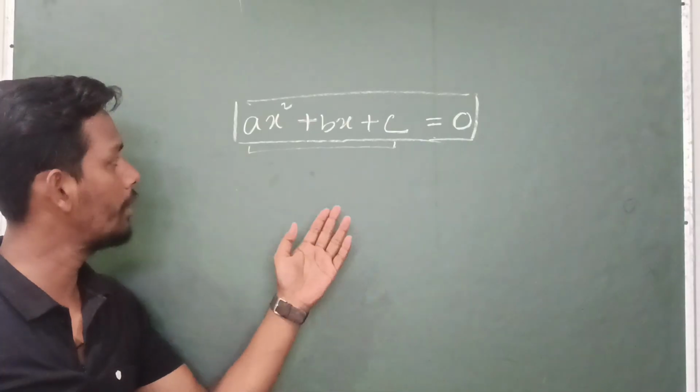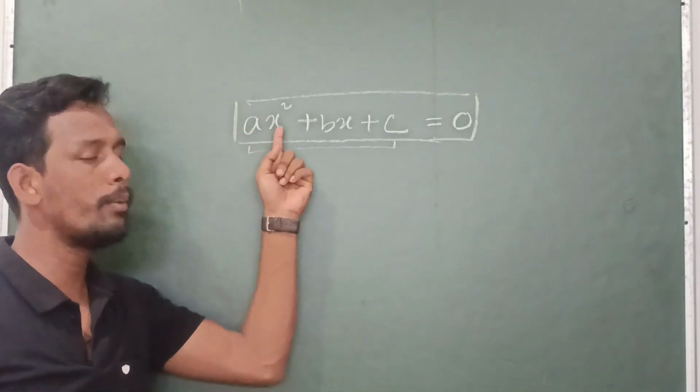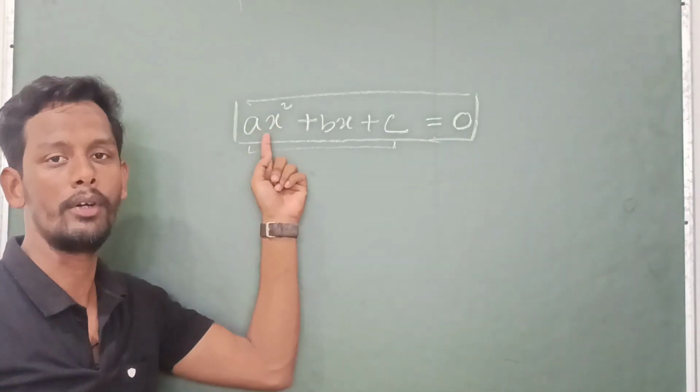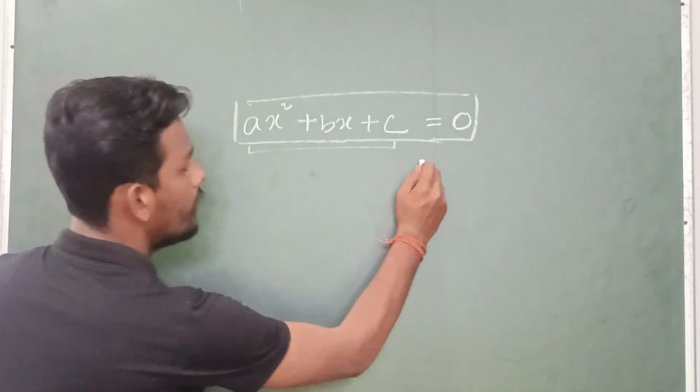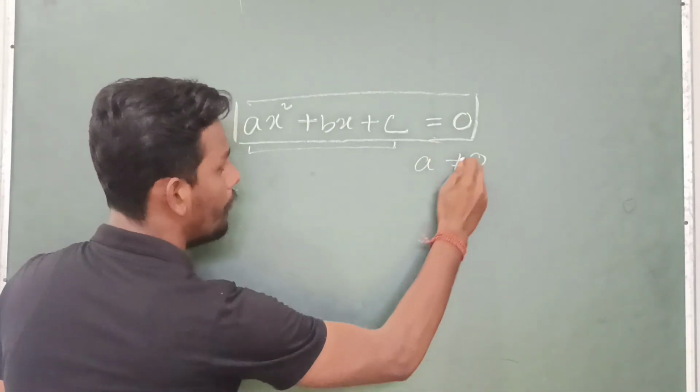The condition I have already told: the coefficient of x square, a, cannot be 0. This cannot be 0.